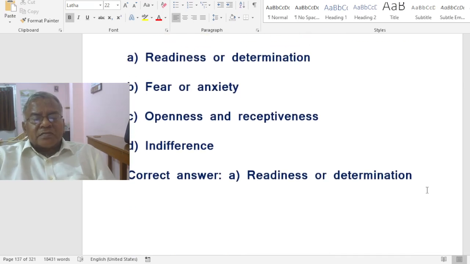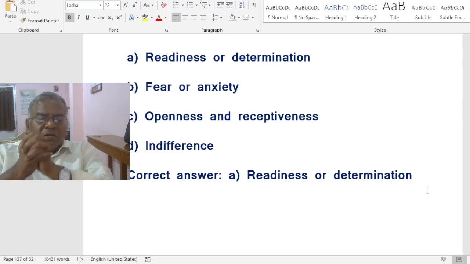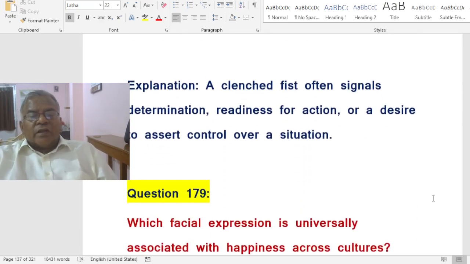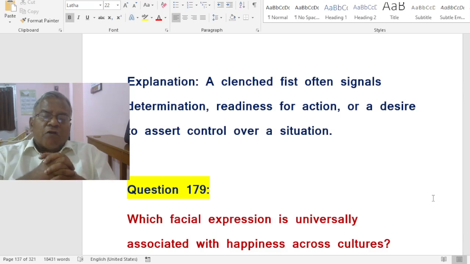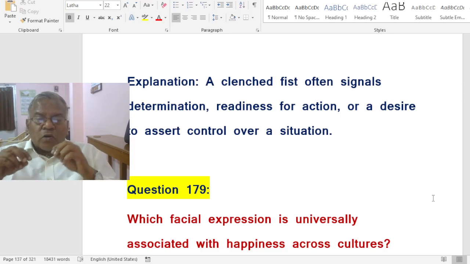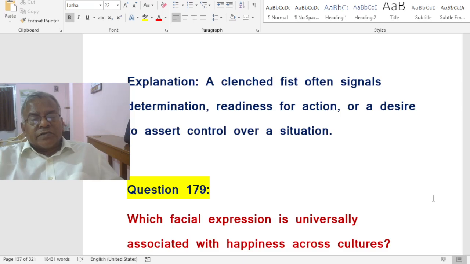That is readiness or determination. By all means I will do that. Like that. So the readiness or determination. A clenched fist often signals determination, readiness for action, or a desire to assert control over a situation. To assert means make sure, to assert control over a situation.